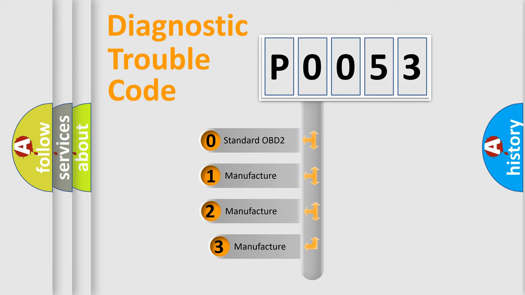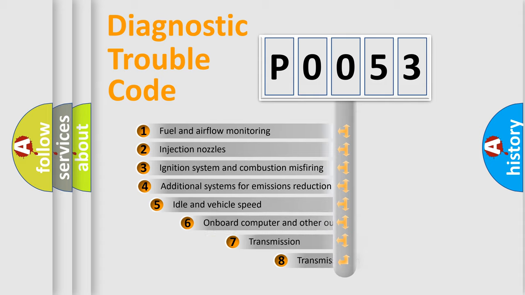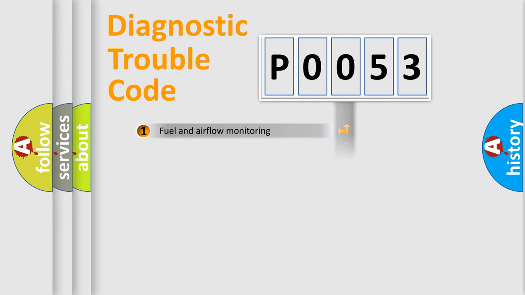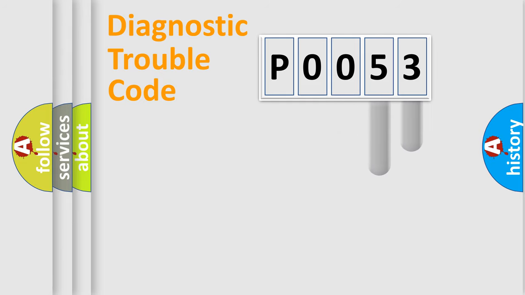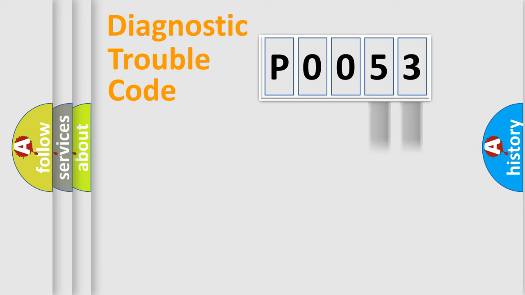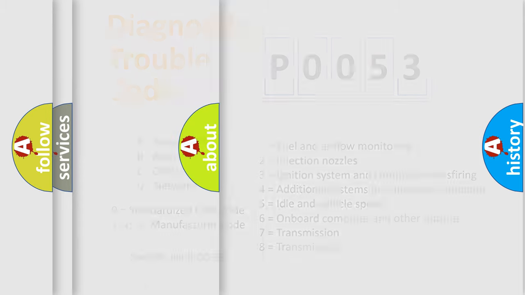If the second character is expressed as zero, it is a standardized error. In the case of numbers 1, 2, 3, it is a more manufacturer-specific error. The third character specifies a subset of errors. The distribution shown is valid only for the standardized DTC code. Only the last two characters define the specific fault of the group. Let's not forget that such a division is valid only if the second character of the code is expressed by the number 0.